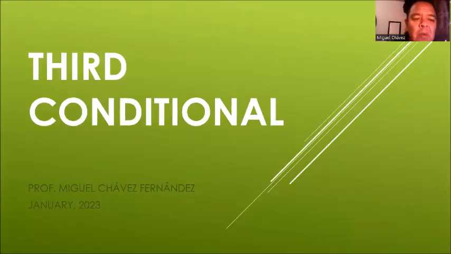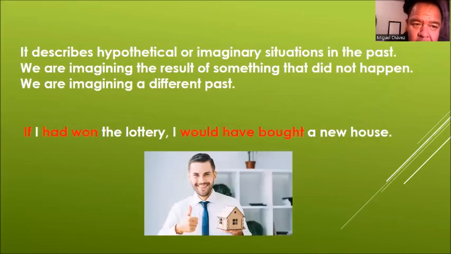Okay, remember that we have four conditionals: zero conditional, first conditional, second conditional, and then we are going to check the third conditional. The third conditional describes hypothetical or imaginary situations in the past. We are imagining the result of something that did not happen. We're imagining a different past. For example, if I had won the lottery, I would have bought a new house.